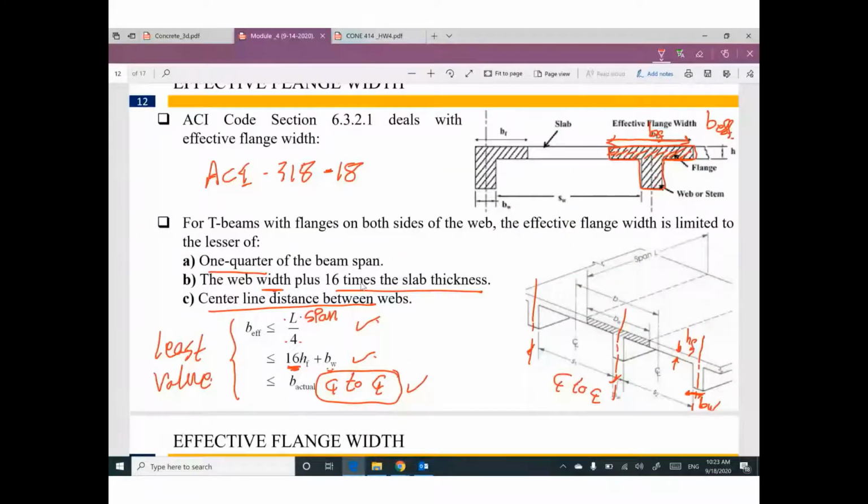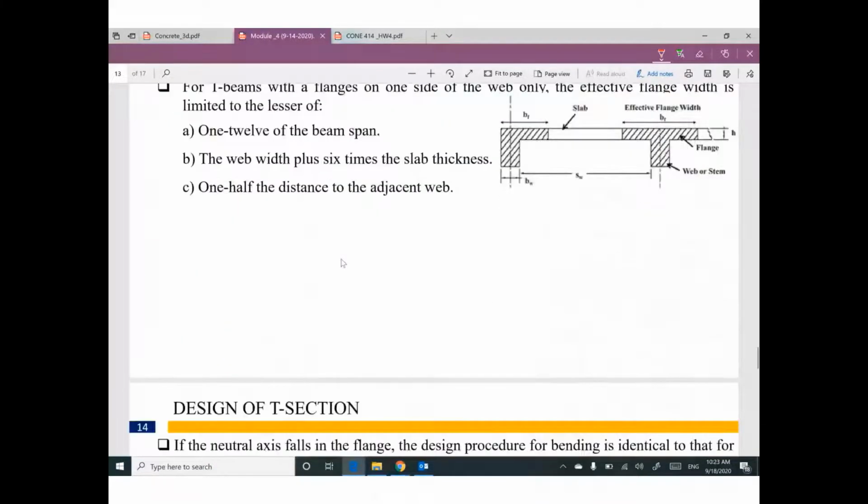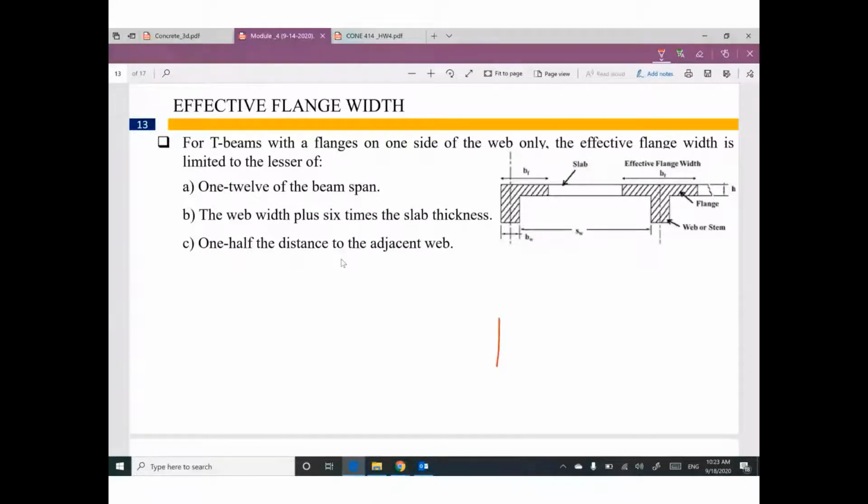Sometimes I'm talking about T-section, I'm talking about an intermediate beam. Sometimes your beam will be at the edge of this slab. If you are talking about an intermediate beam, we have a beam connected to the effective width of the slab. This shape will be a T-section.